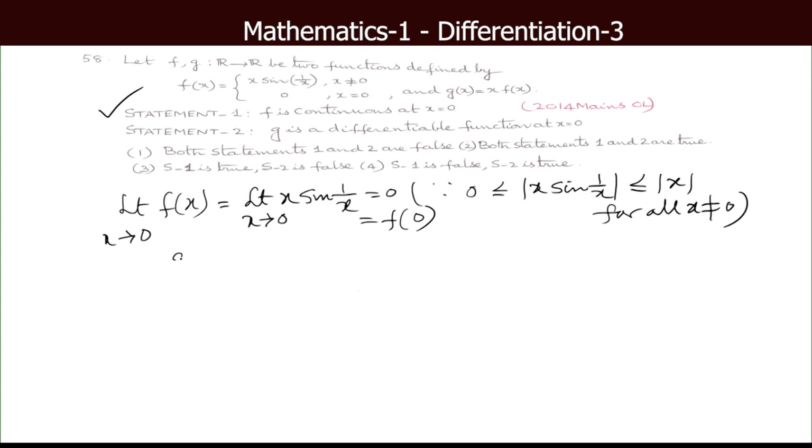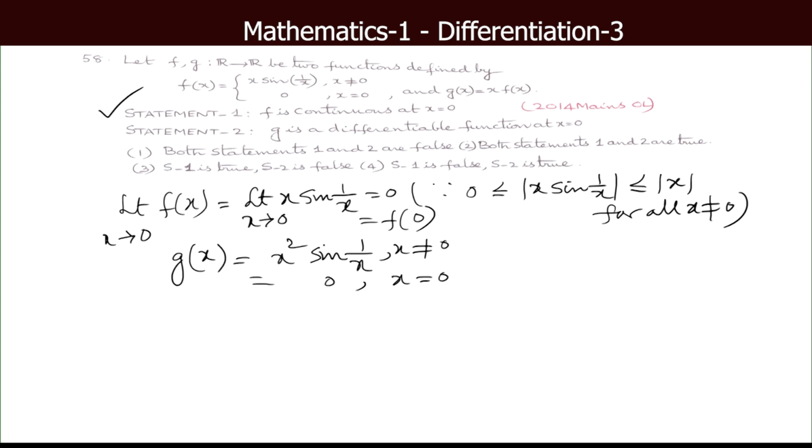g(x) is x times f(x), that is x squared sin(1/x) for x not equal to 0, and 0 whenever x equal to 0, because g(x) is obtained by multiplying f(x) by x. When you multiply both these by x, x squared sin(1/x) is the formula for g(x) whenever x is not equal to 0, and 0 of course when x equal to 0. g is a differentiable function at x equal to 0. This is also correct. Why?